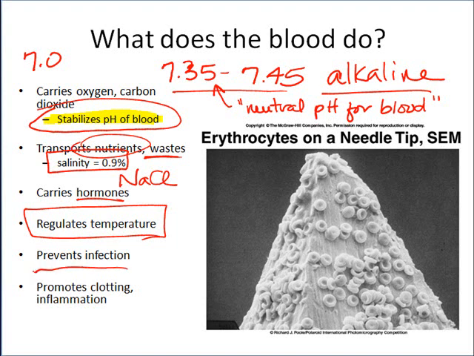The blood also contains lots of white blood cells in it that help to prevent infection, and it also has a bunch of different clotting factors and platelets that help to prevent the loss of blood, and also to help promote inflammation, which when we get to learning about the immune system, we'll find out is a key means by which we protect the body against foreign invaders.